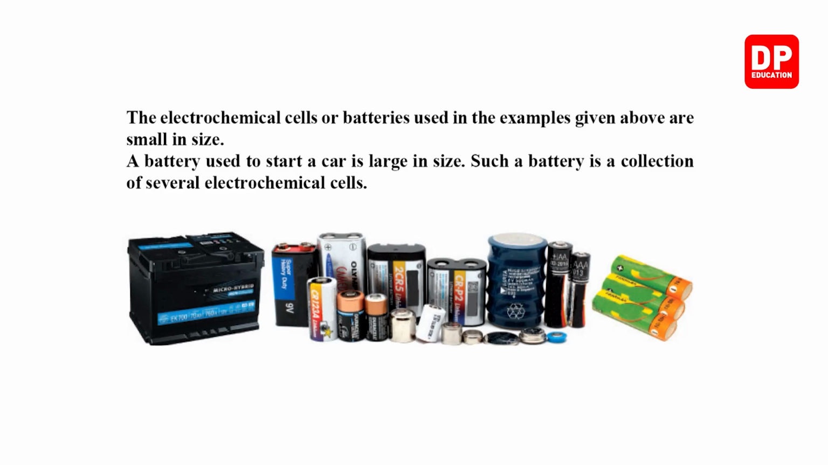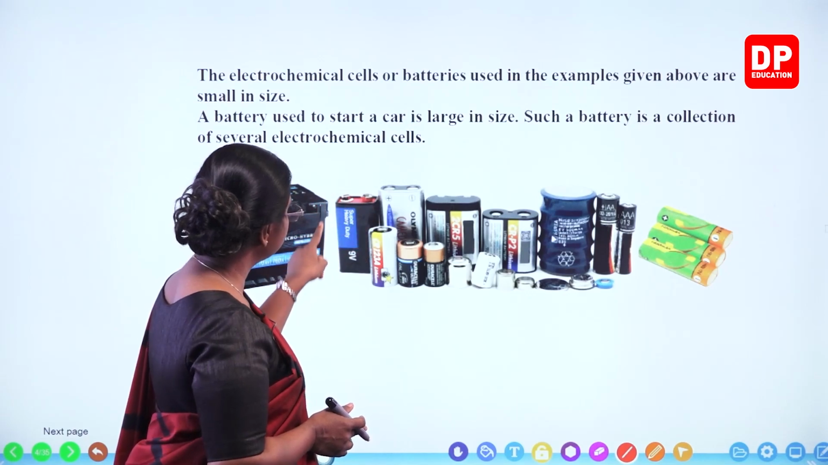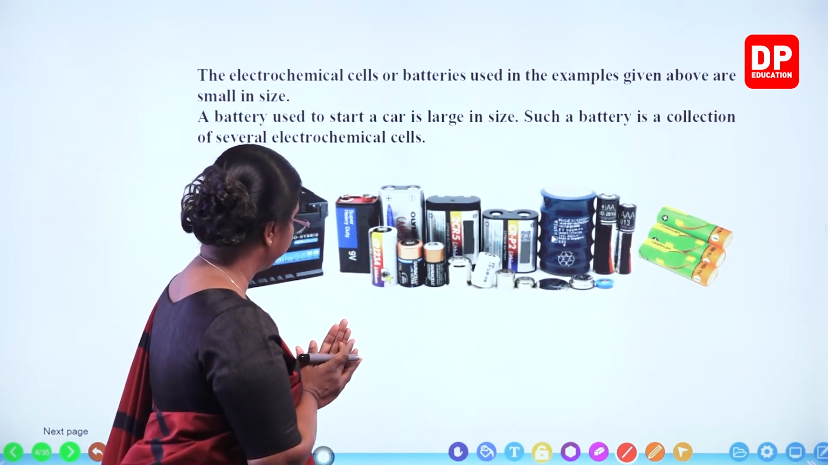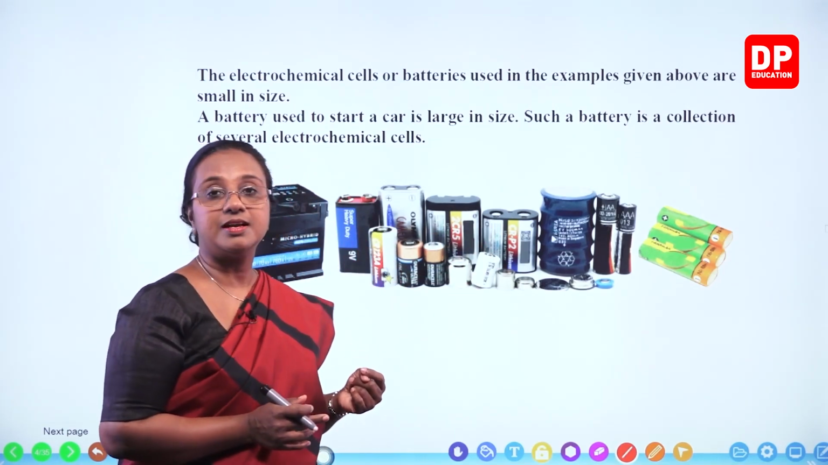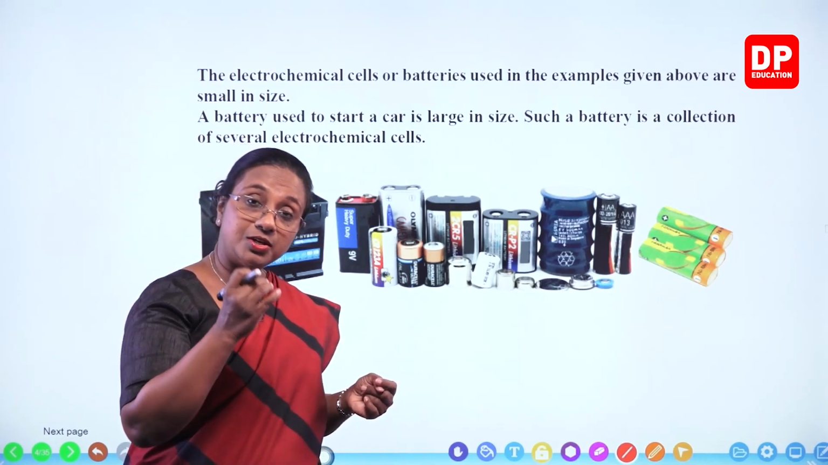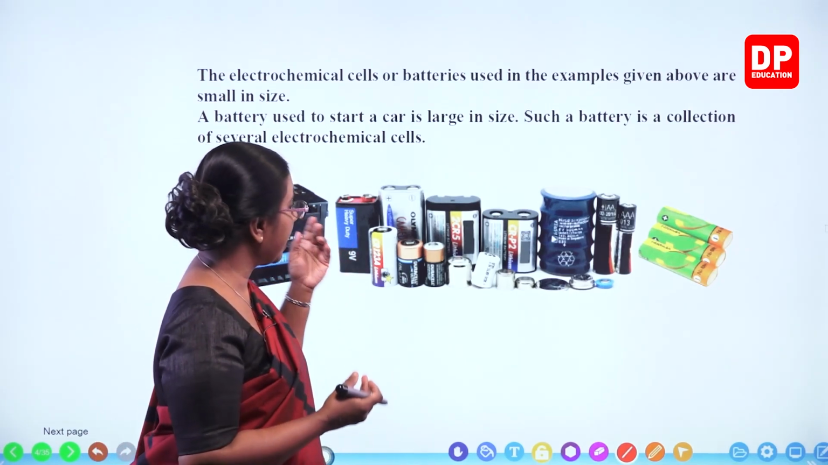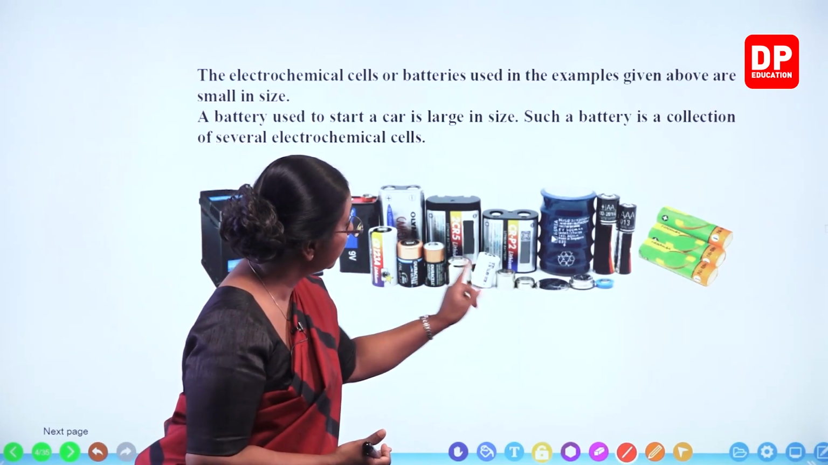The electrochemical cells or batteries used in the examples given above are small in size. Now first look at all these batteries. Like I told you all, now this is a 9-volt battery, flat and a rectangular shape. There are many like that. Then you have seen these cylindrical shaped batteries. That also you get in different sizes. Like I told you all, the A, AA, AAA, like that you have different sizes. Here you can see those.